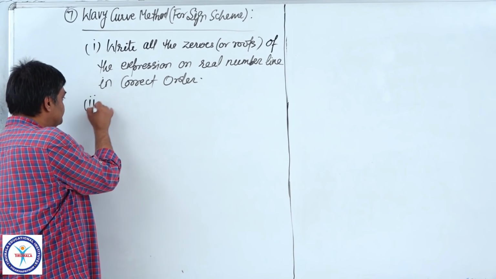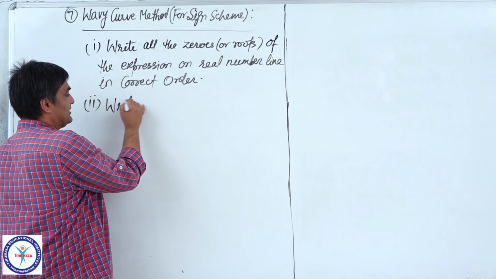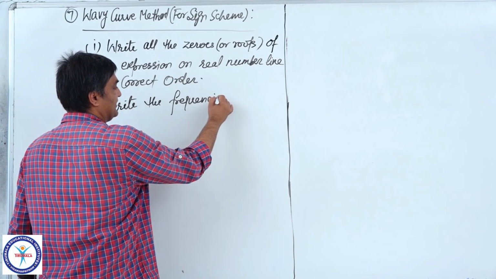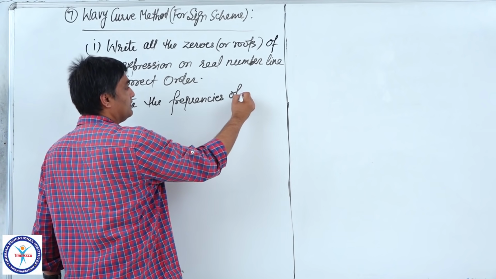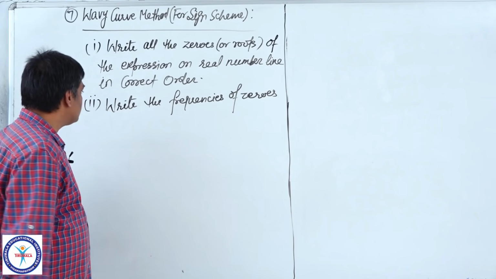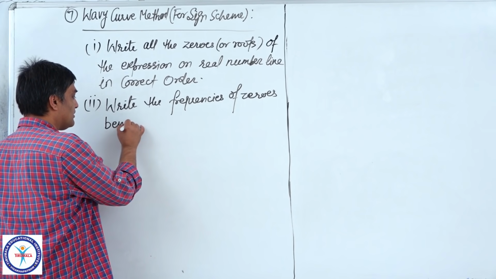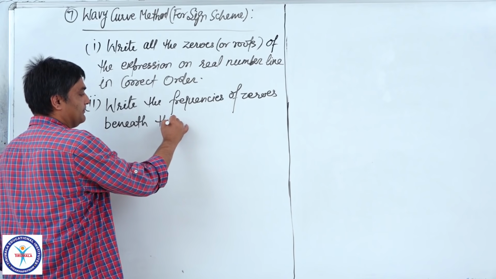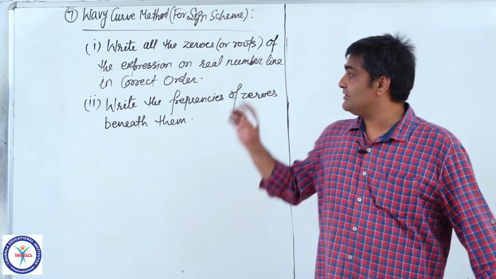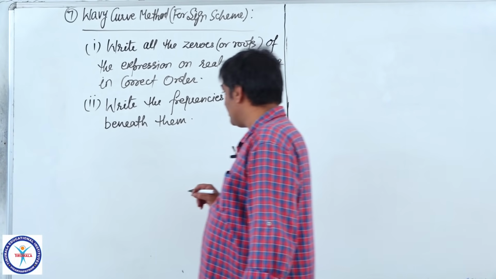Second step is, write the frequencies of zeros, or we can say roots. Write the frequency of zeros beneath them. We will see every step through an example, don't worry about it.